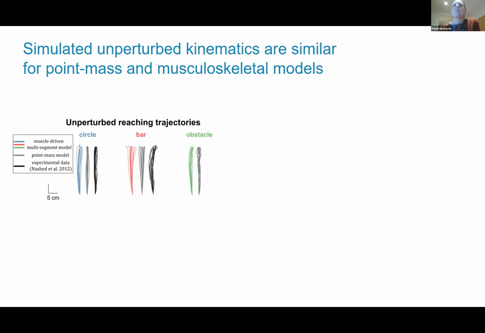Here you see unperturbed endpoint trajectories. In black, you see the experimental data from Nashed et al. In gray, the results from their simulations based on a point mass model, and in color are simulations based on the more complex musculoskeletal model. Kinematic trajectories simulated with both models are similar. Note that the horizontal deviations are not corrected when reaching to the bar, in agreement with the minimal intervention principle.